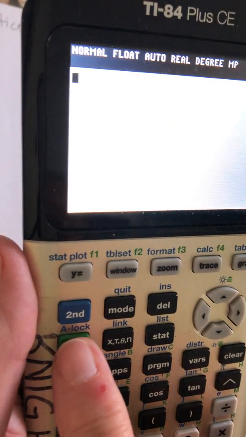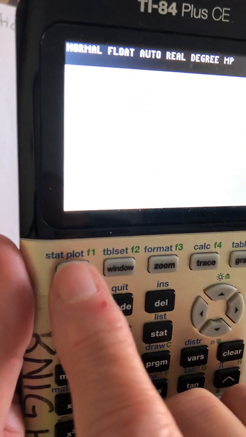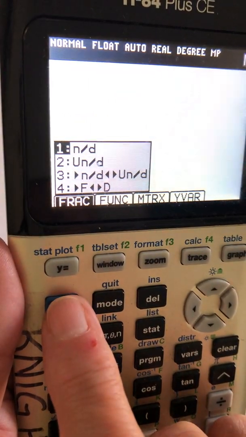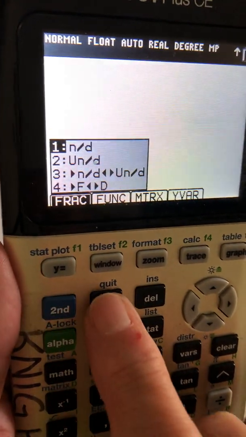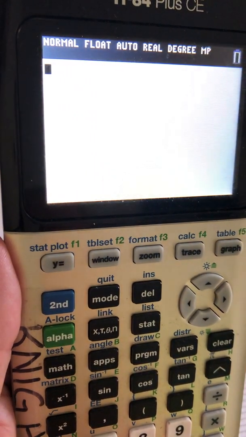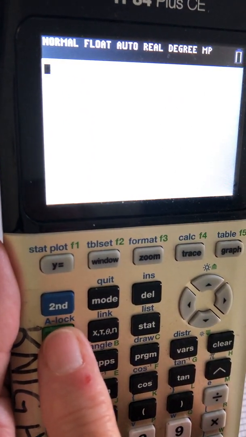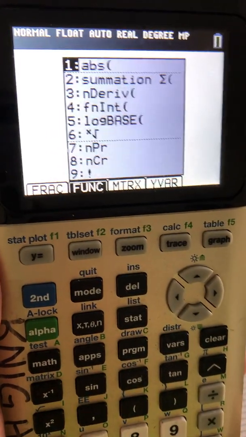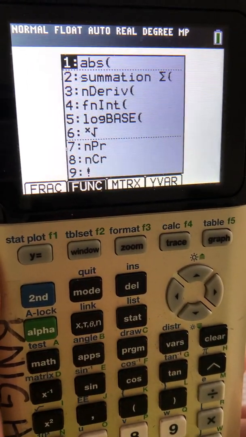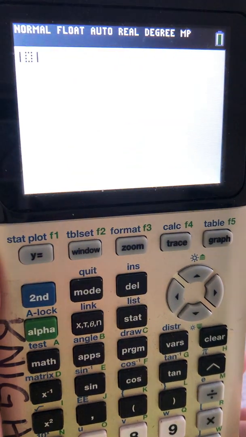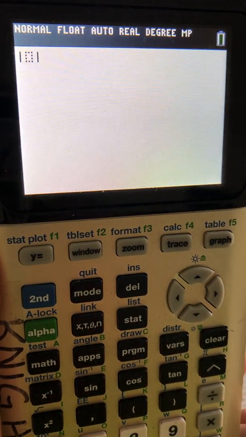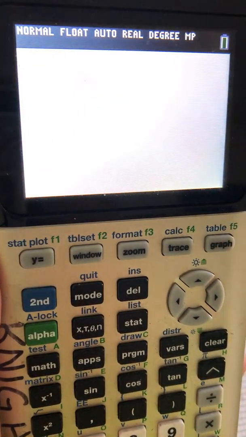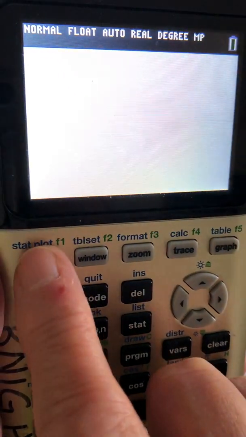If I needed a fraction, alpha F1, that gives me my fraction shortcuts. Again, if I wanted to get out of that, I could do second quit. To find my absolute values, I would do alpha F2. And that's number 1, so I can hit 1, or I can just hit enter and it'll put an absolute value on my screen.